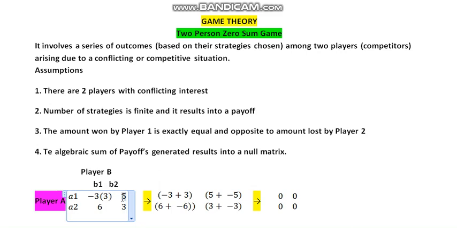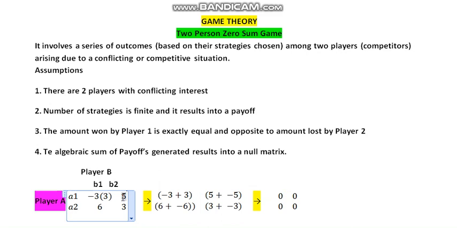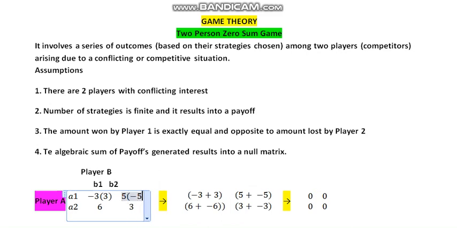And here in the second case, if player A is gaining here, since it is positive, right? Now player B will be losing here by minus 5 amount. So it says what? The amount won by one player is exactly equal and opposite to the amount lost by the other player or player 2. So it means here like that.